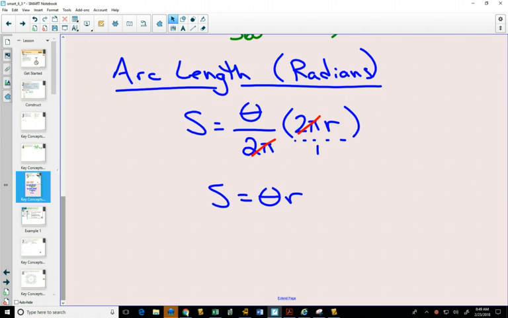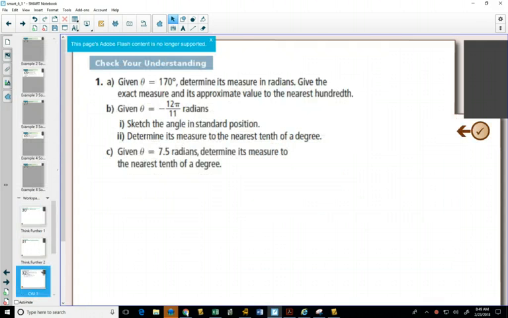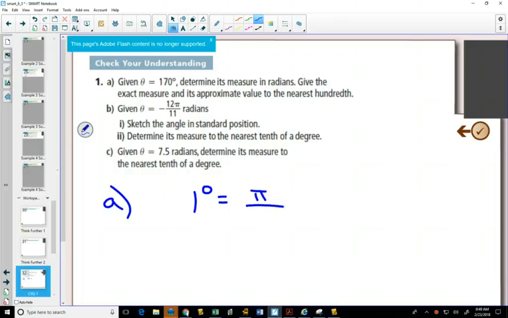The first thing we really need to practice is switching between radians and degrees. So if you turn to example 1, we've got an angle theta in 170 degrees, and they want us to determine its measure in radians. So we need to know what 1 degree is, and I'll write the word radians for a while here just to get us used to it. Eventually you wouldn't need to write that because there's no symbol for radians. But 1 degree is pi over 180 radians.